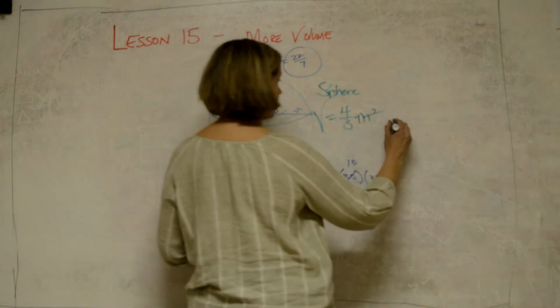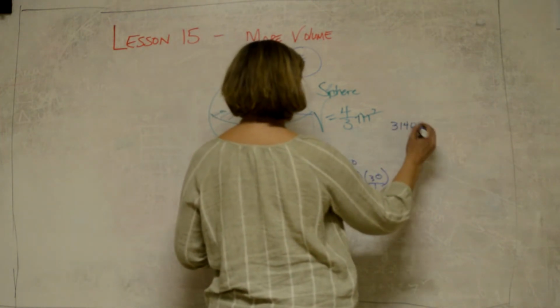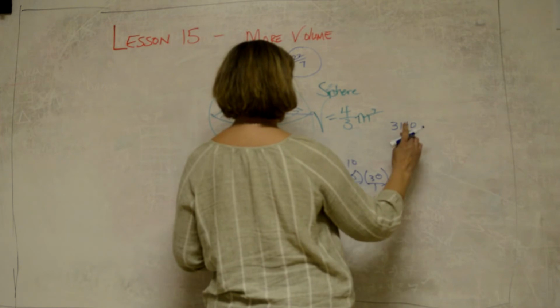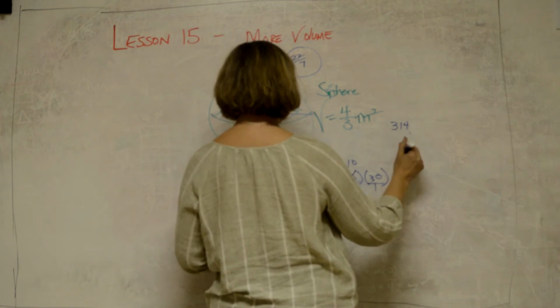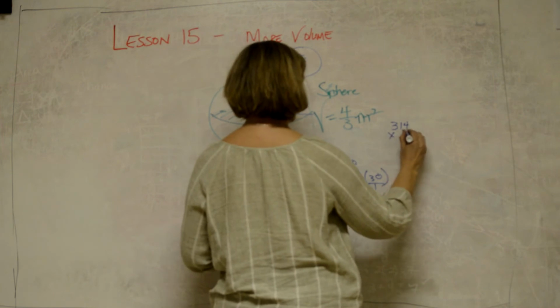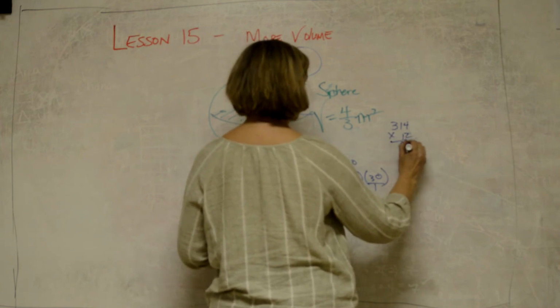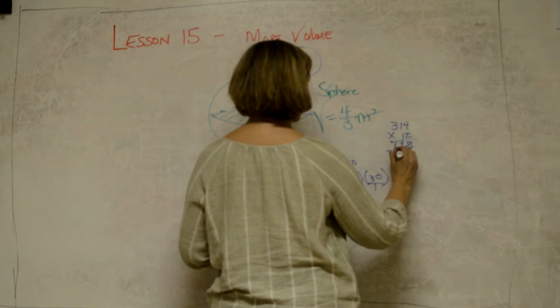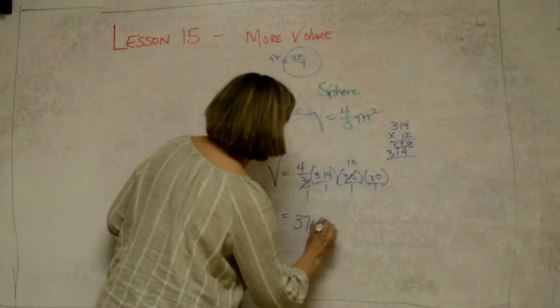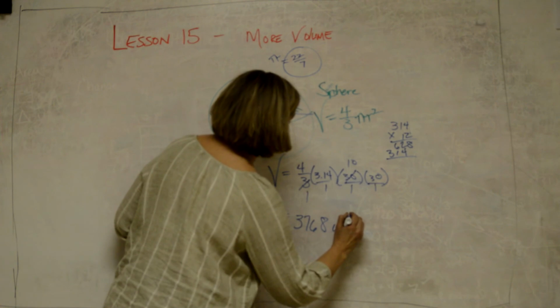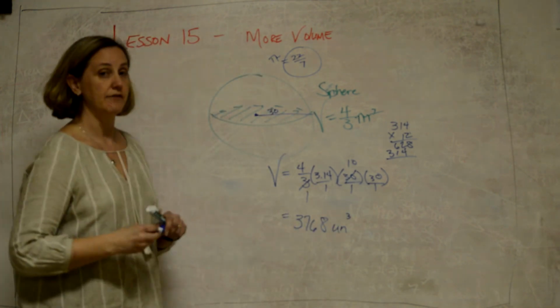Let's see, what I end up with is 3,140 times 12. So I would end up with 3,768 cubic units in the volume of this sphere.